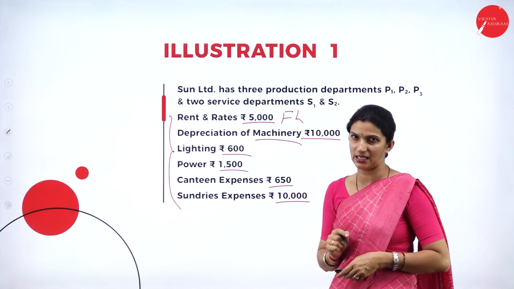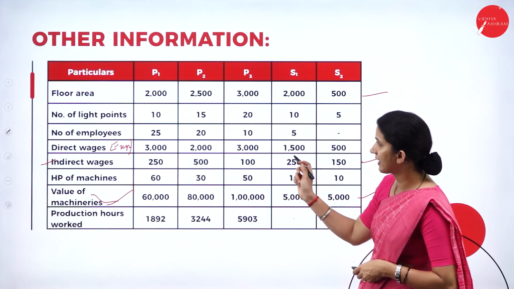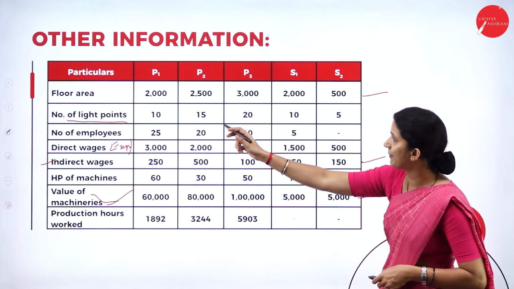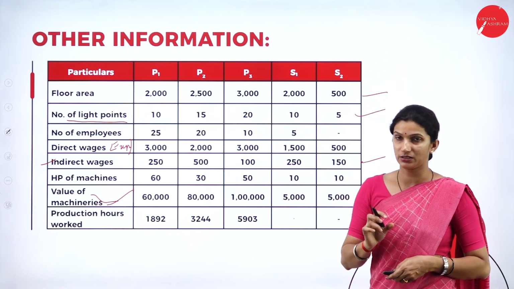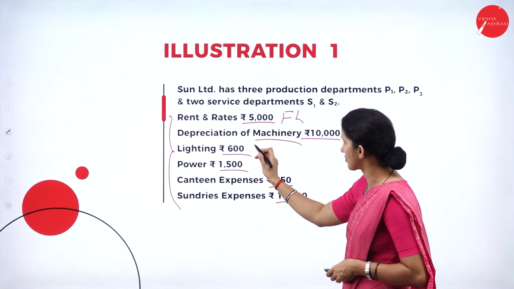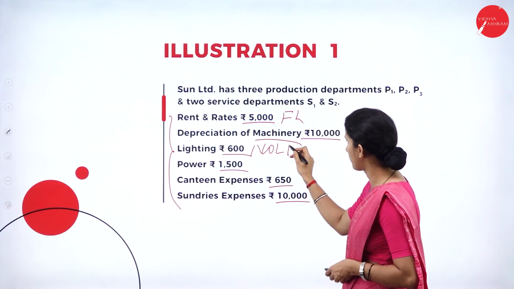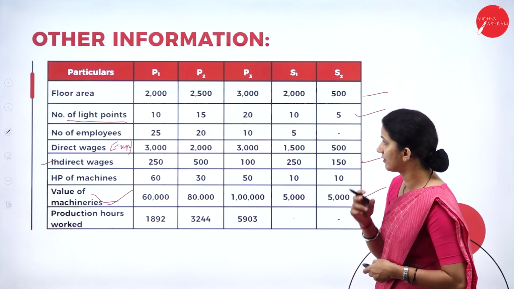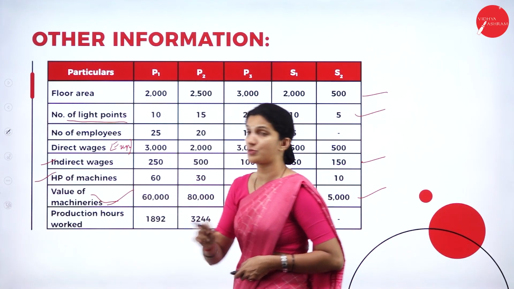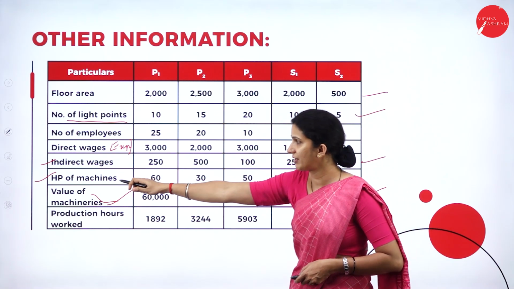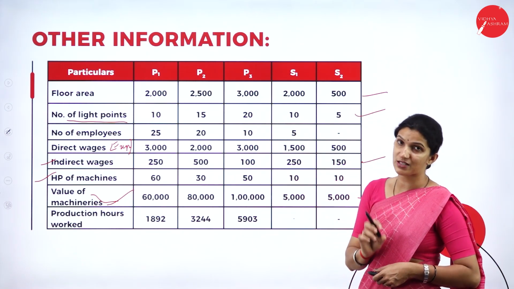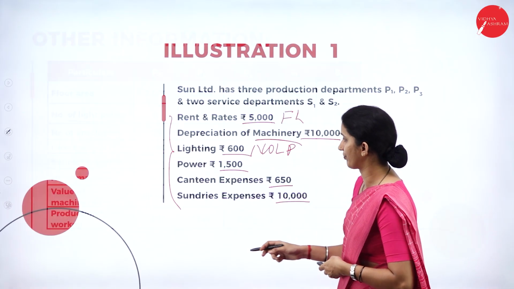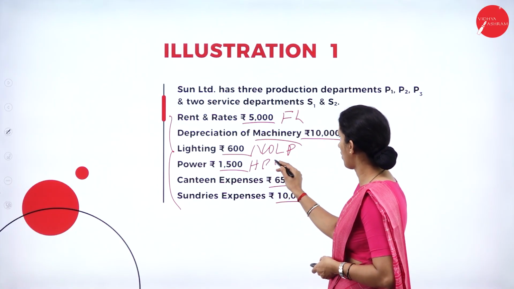Then we have lighting, 600. To allocate lighting, we have the number of light points as the basis, and this ratio is taken to allocate the lighting charges. Then we have power, 1,500. To allocate power, the basis is the HP of machine. Clearly the horsepower consumed by the machine is taken to allocate the power. So for power, it is HP of machines.